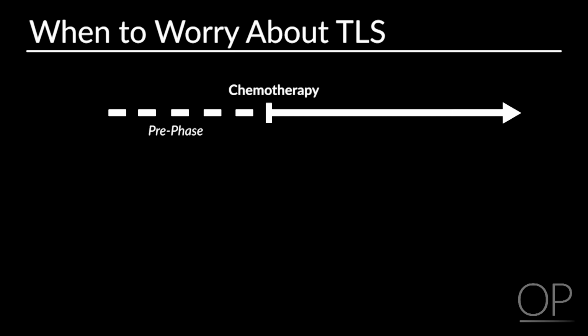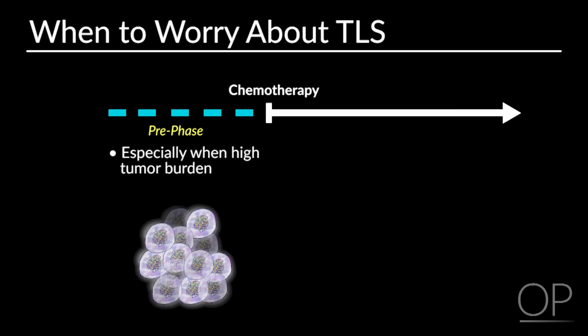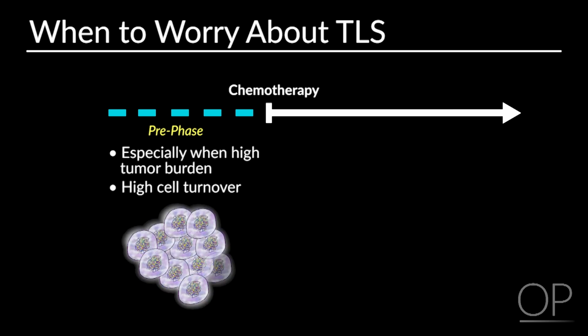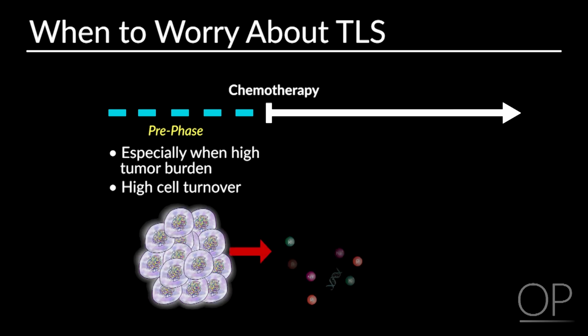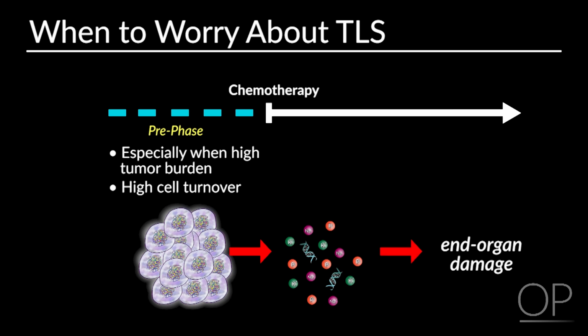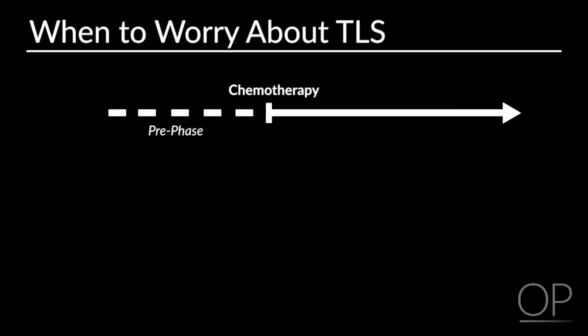At what point do we worry about tumor lysis syndrome? Fortunately, there's no good answer to this other than we always worry mostly right before we start any chemotherapy, especially if there's high tumor burden. And as we mentioned earlier, there's a high turnover of cells. The high level of turnover within some of these cancer cells leads to accumulation of the metabolites and subsequent end organ damage. And then during usually the first cycle of therapy, which we usually call induction therapy.